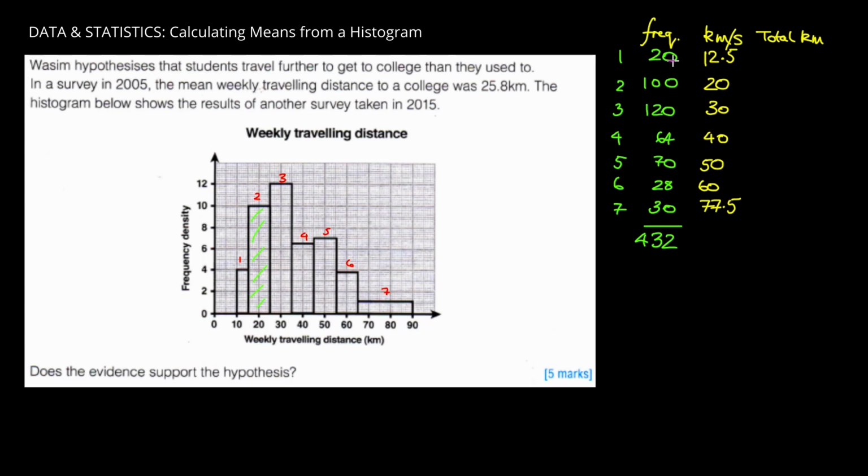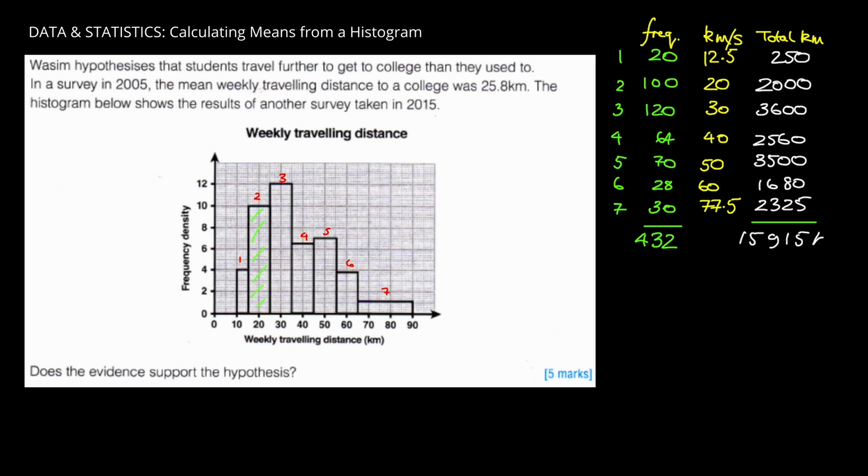So the first one, 20 times 12.5 is 250. And here are the others. So there are the totals for all of the 7 groups. So what we've now got to do is add up those total kilometres for each of the 7 groups and get a grand total, and then divide it by 432, and that will give us the average distance travelled by each of the students. And the total is 15915, and that's in kilometres.